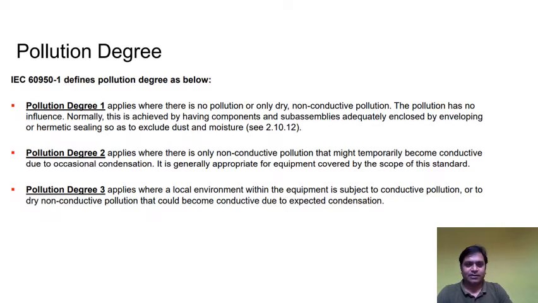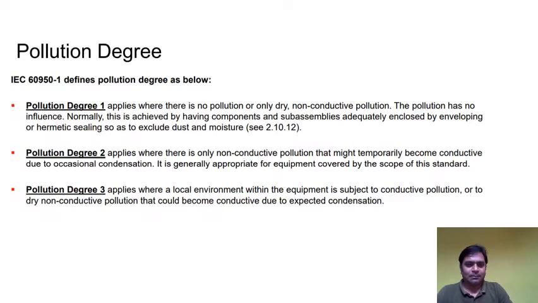Normally this is achieved by having the component and sub-assembly adequately enclosed by enveloping or hermetic sealing so as to exclude dust and moisture. Pollution degree 2 applies where there is only non-conductive pollution that might temporarily become conductive due to occasional condensation. It is generally appropriate for equipment covered by the scope of these standards.